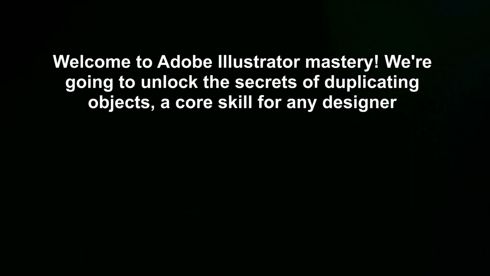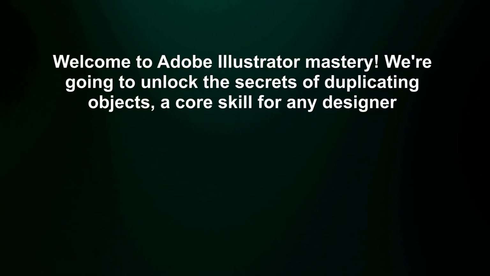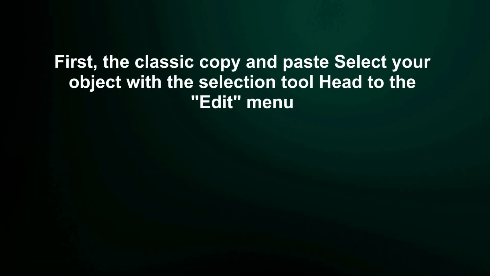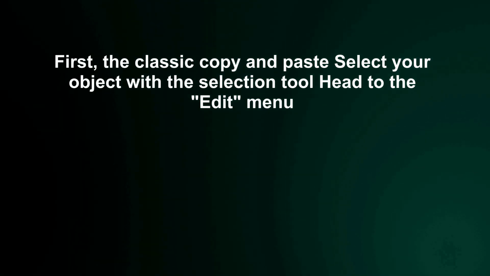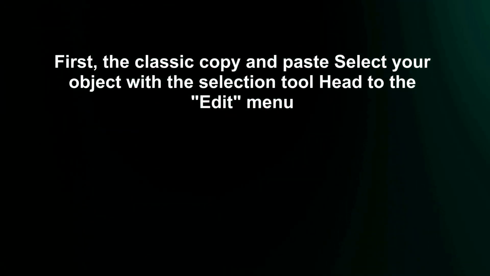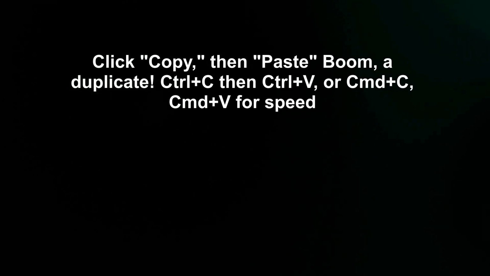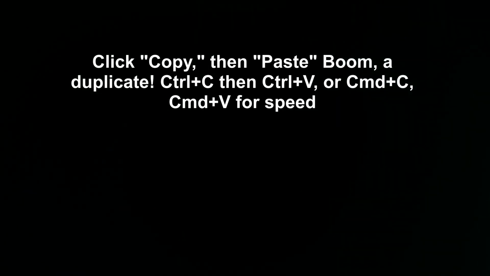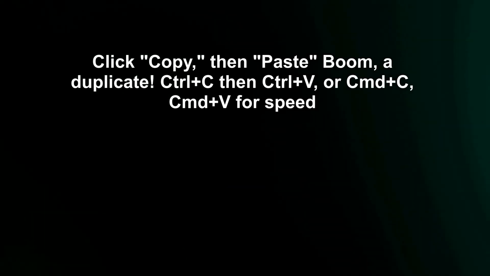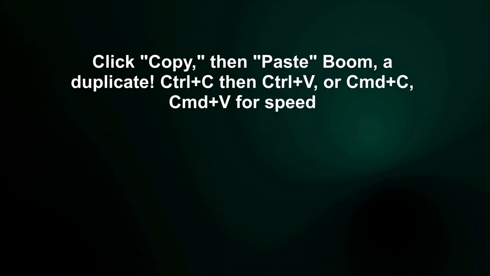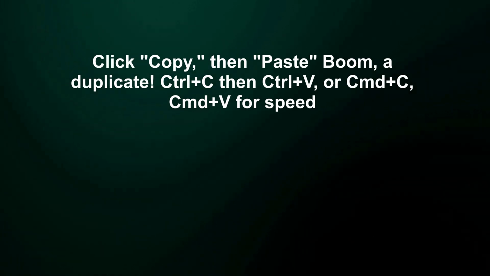We're going to unlock the secrets of duplicating objects, a core skill for any designer. First, the classic copy and paste. Select your object with the selection tool, head to the Edit menu. Click Copy, then Paste. Boom, a duplicate. Ctrl+C then Ctrl+V, or Cmd+C, Cmd+V for speed.